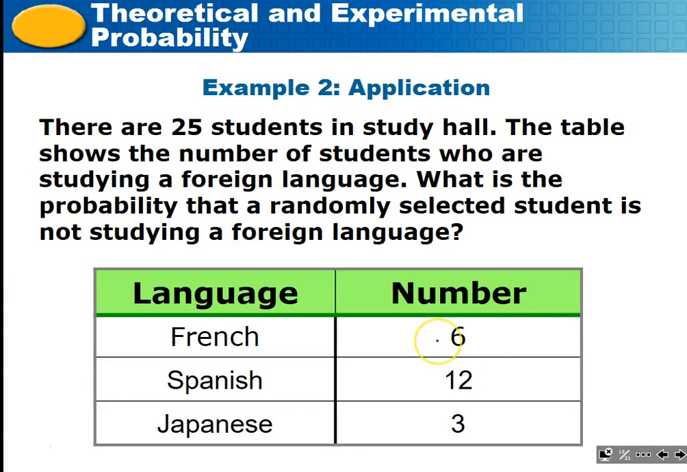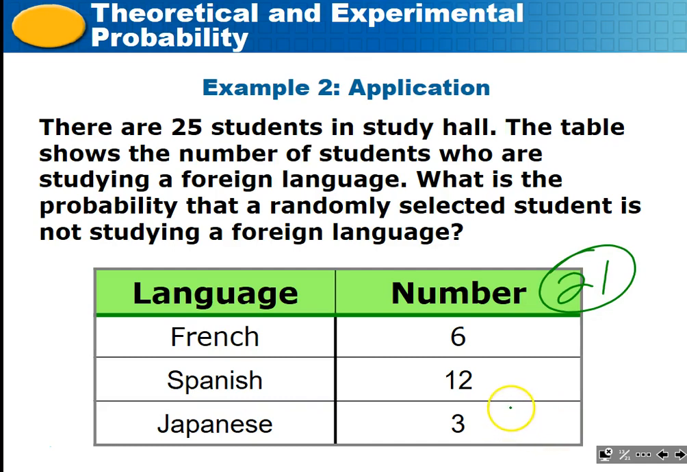So here it says there are 25 students in the study hall. The table shows the number of students who are studying a foreign language. What is the probability that a randomly selected student is not studying a foreign language? Well, let's count how many we have. So we have 6, 12, and 3. So that's going to be, what is that? 18, 19, 20, 21. So our total number of students that are taking a foreign language are 21. So we're going to use that number.